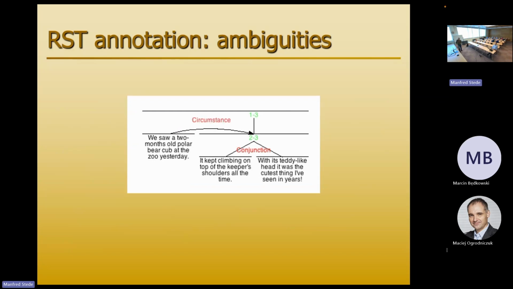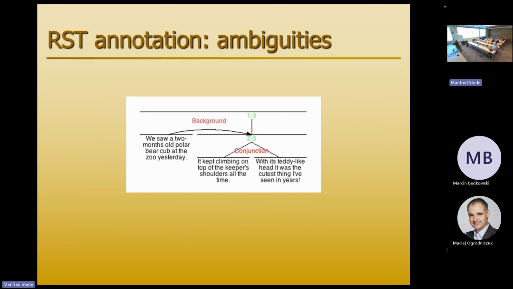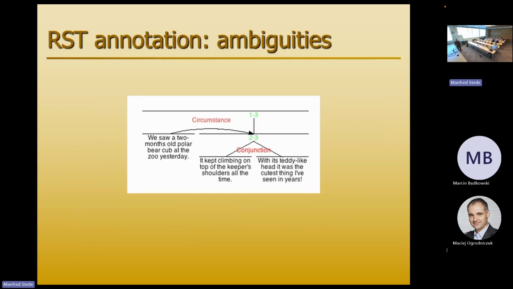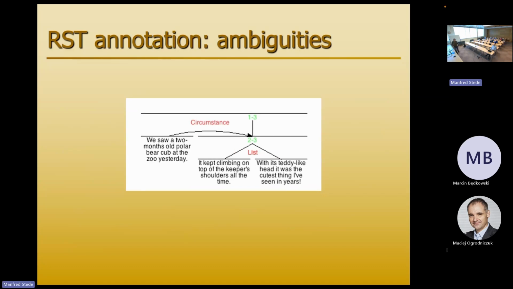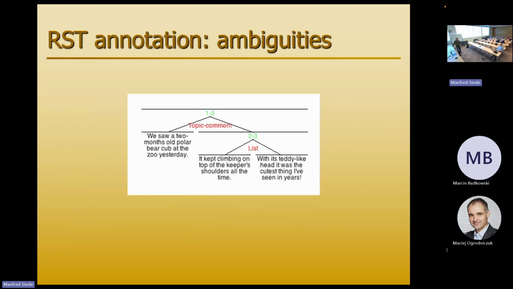Unfortunately, there's a 3rd annotator, and he or she says, no, yeah, okay, but this is not background. This is not just making understanding easier. It's also happening at the same time. We saw it, and this is what it does at this time. So it's a circumstance relation, not a background relation. Oh, unfortunately, we have more annotators hanging around. This one prefers a list instead of a conjunction, and I will not go into details.